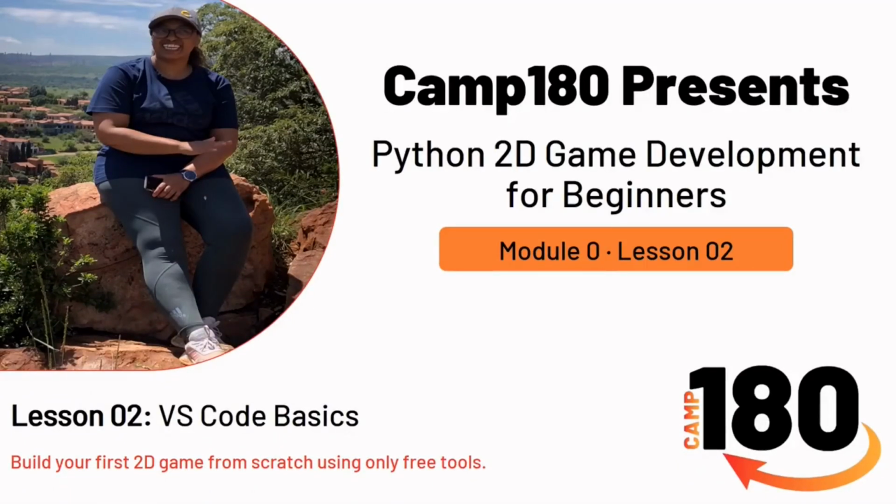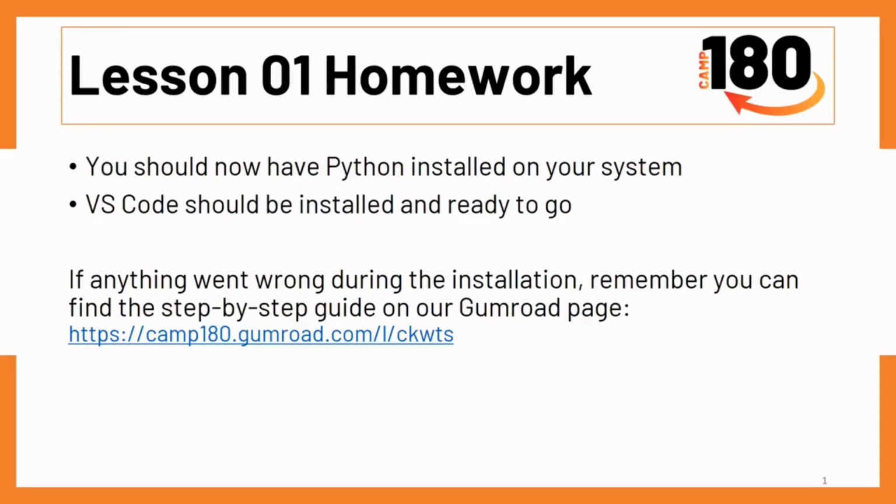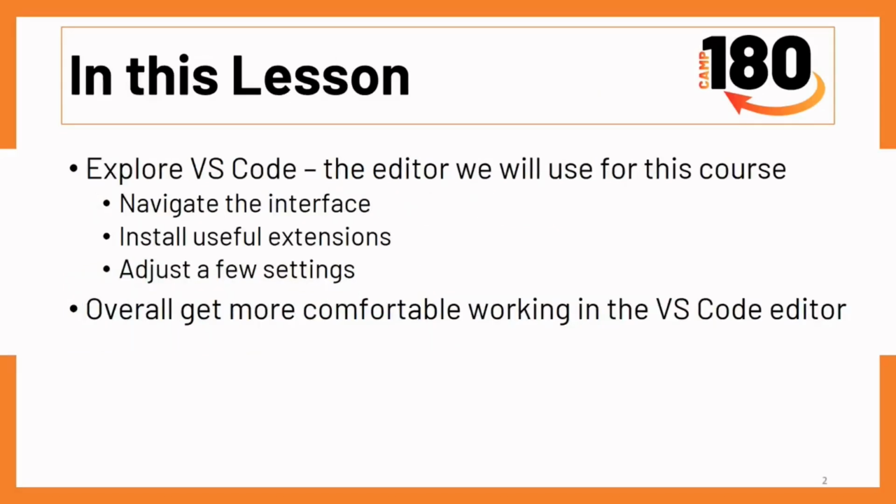Before we jump in, let's quickly review the homework from our last lesson. You should now have Python installed on your system, and Visual Studio Code should be installed and ready to go. If anything went wrong during the installation, remember you can find the step-by-step guide on our Gumroad page.